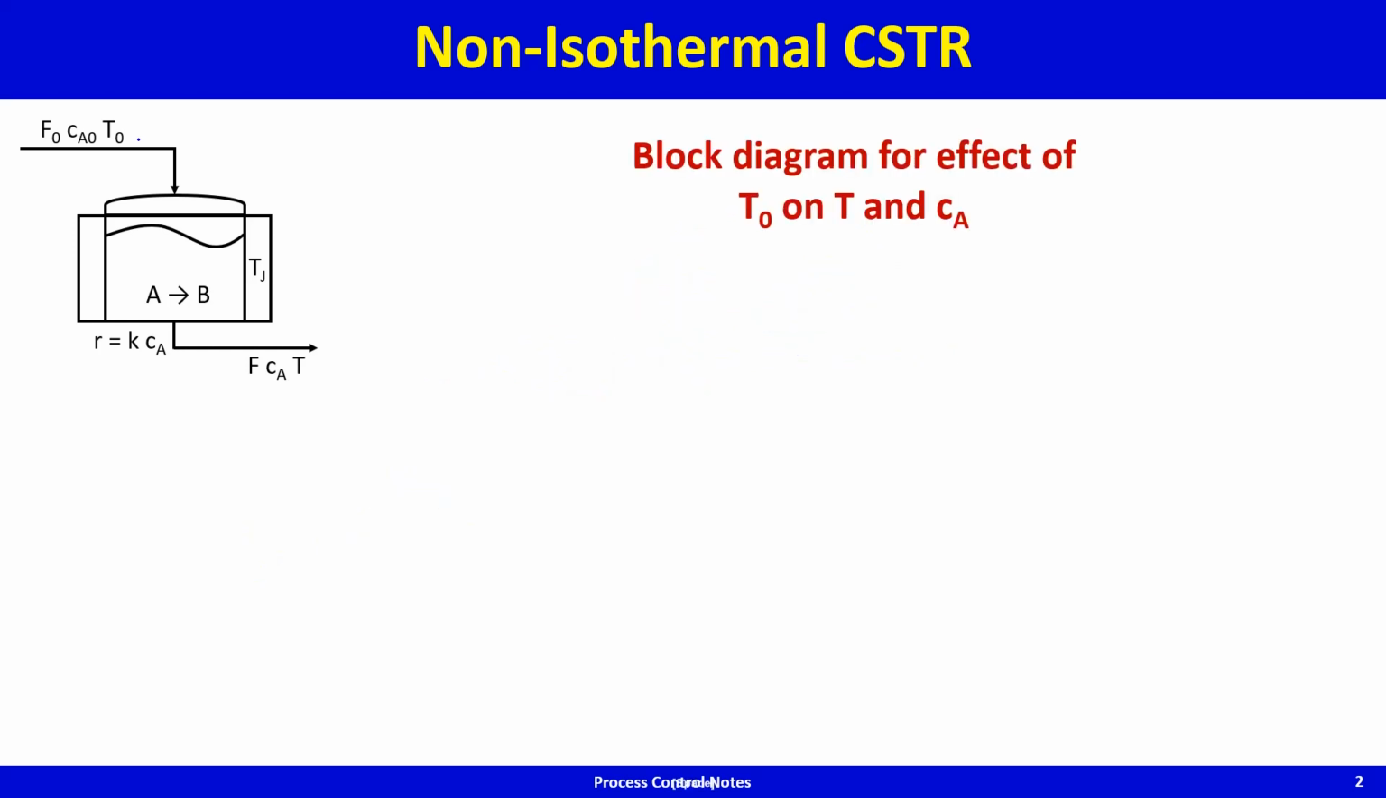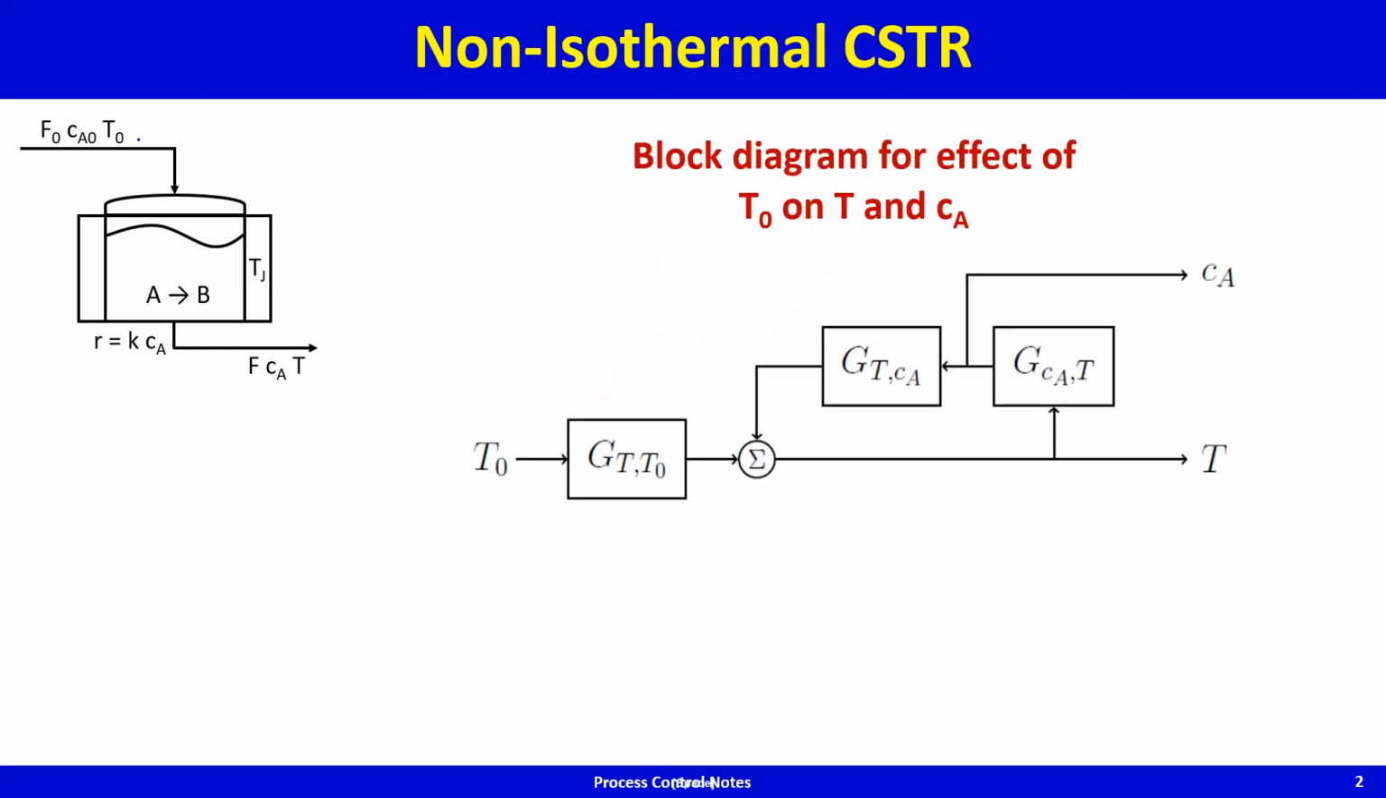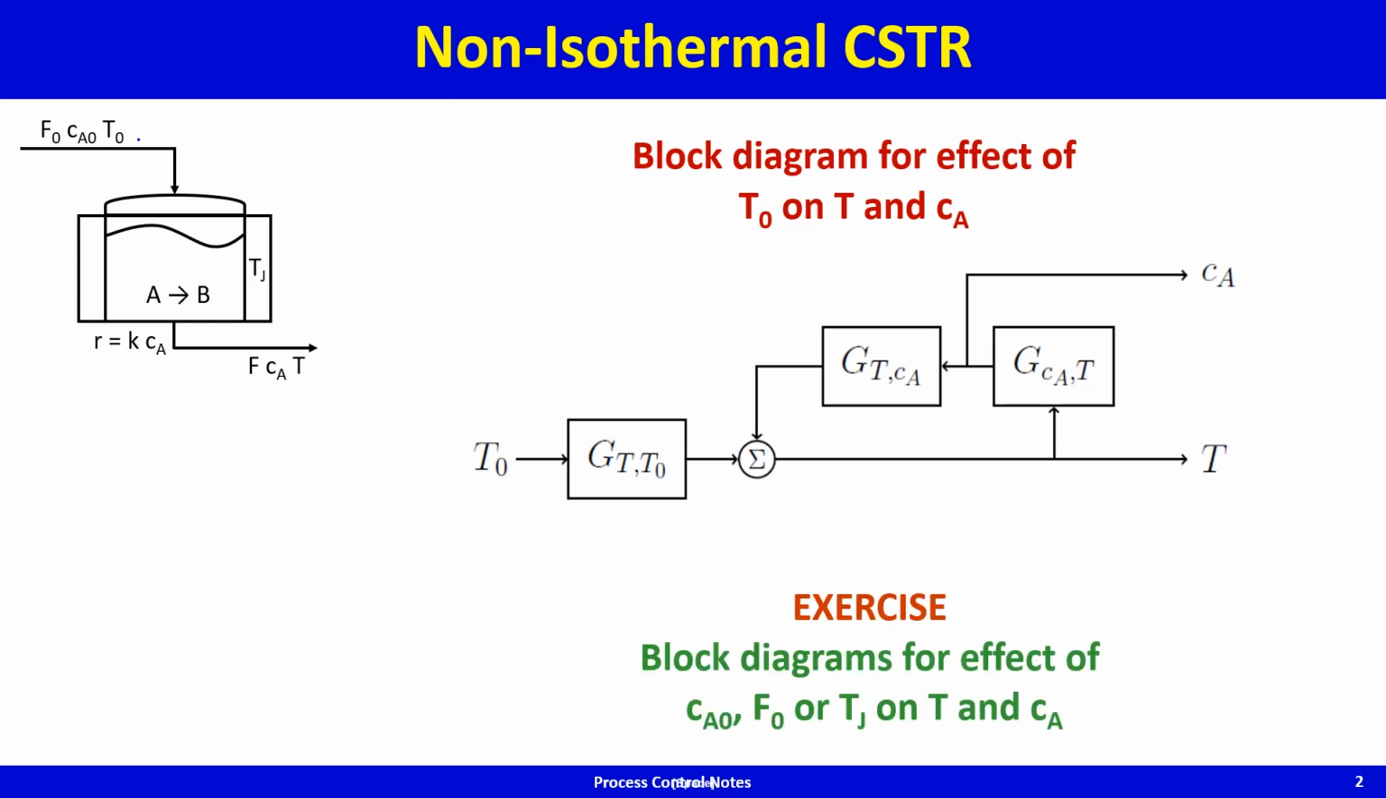So here's the block diagram drawn for you, and as an exercise you can draw block diagrams for the effect of Ca naught, F naught if Ca naught changes, if F naught changes, or if Tj changes. For each of these, what is the corresponding block diagram for the effect of a change in any of these variables on T and Ca? You should do that as an exercise.